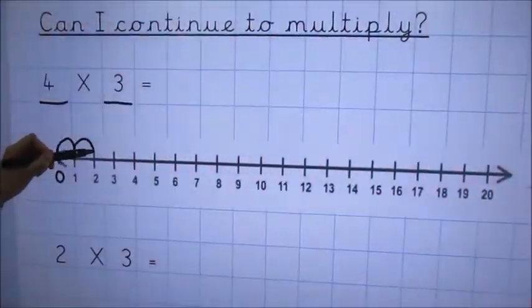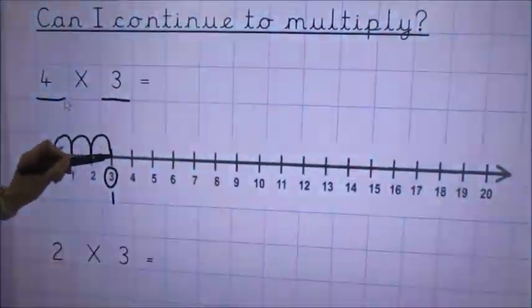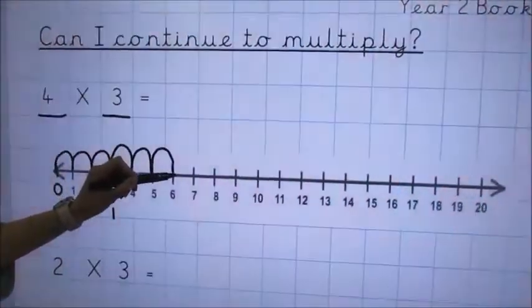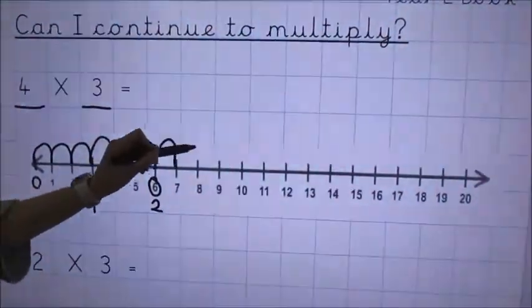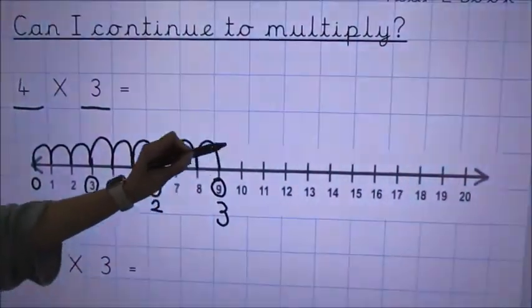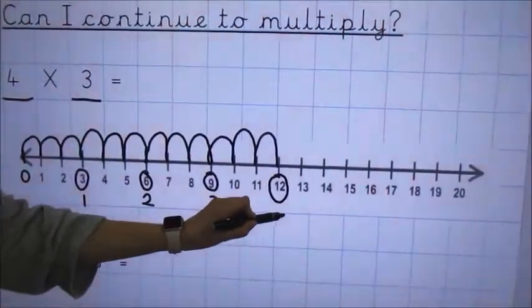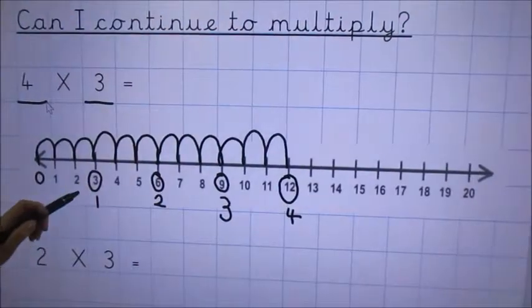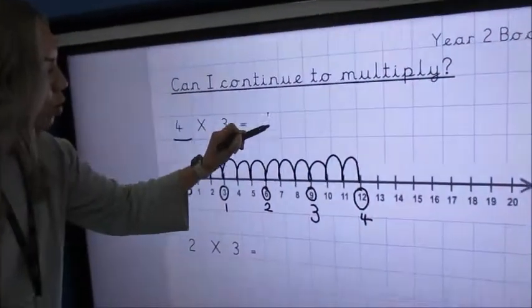1, 2, 3. So that is jump number 1. Let's do it again, because I've got to do 4, remember? 1, 2, 3. That's number 2. 1, 2, 3 is number 3. And 1, 2, 3 is number 4. So, 4 lots of 3 equals 12.